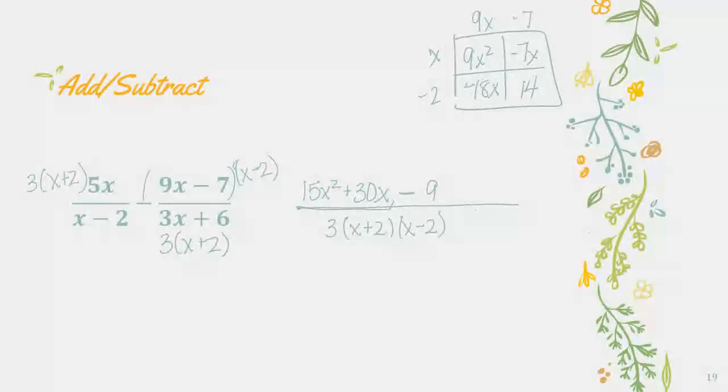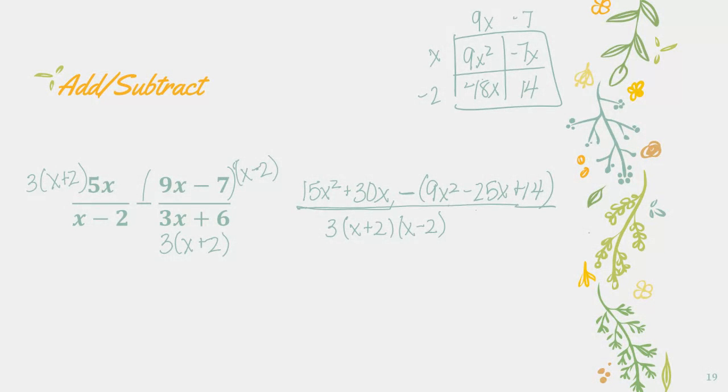And I get 9x squared minus 25x plus 14. And I included parentheses because I'm subtracting that whole quantity. I want to make sure that I don't forget to subtract anything, so I always put it in parentheses just to be sure that I don't forget.